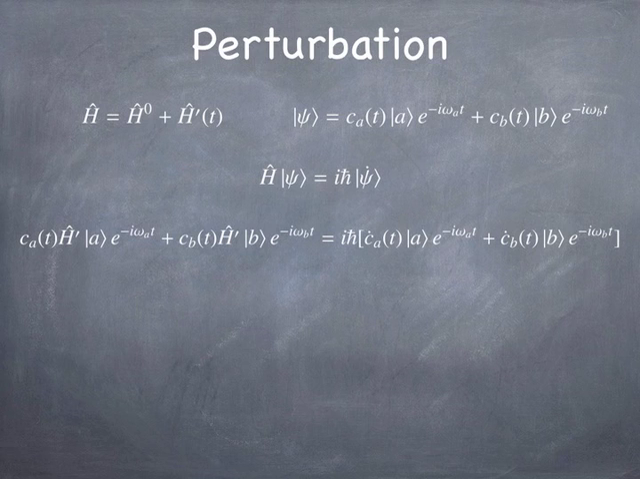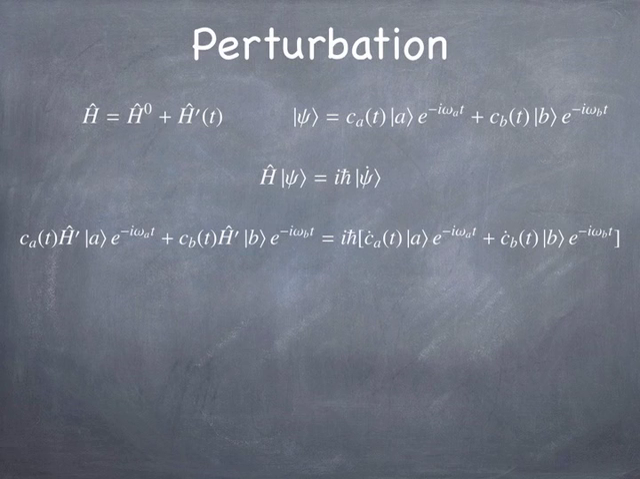So notice that there are derivatives of the coefficients in there. They come from the derivative of the wave function, which of course has products of these coefficients and e to the minus i omega t and so on.